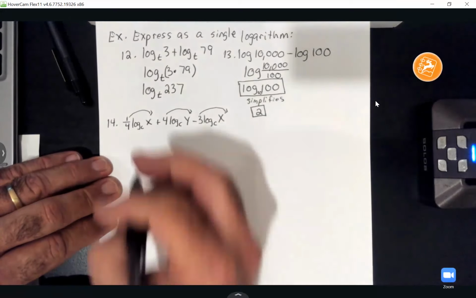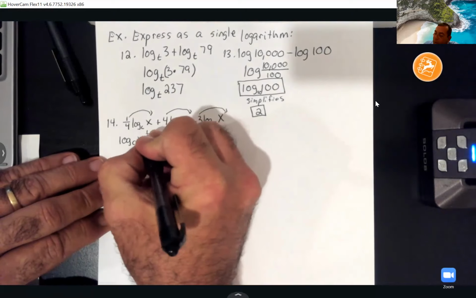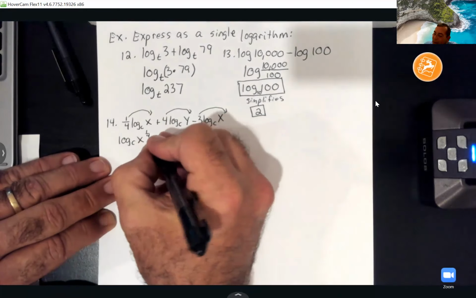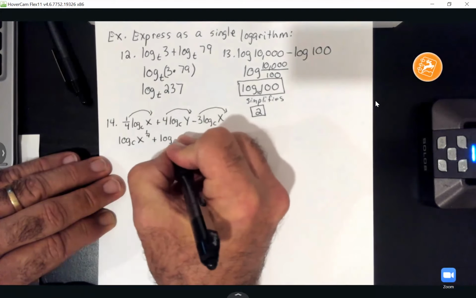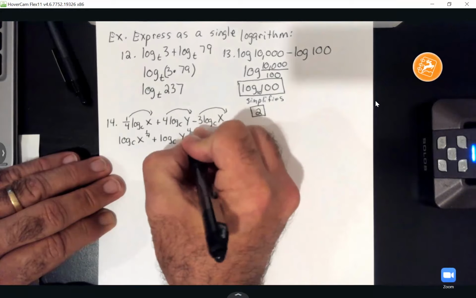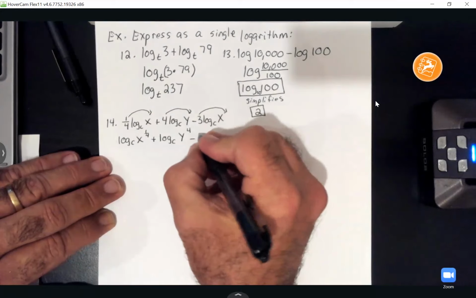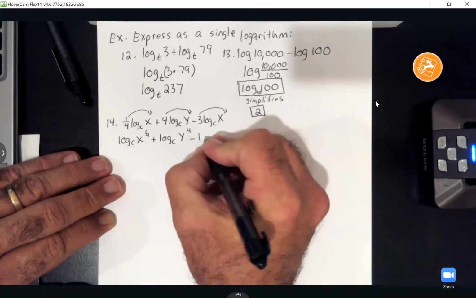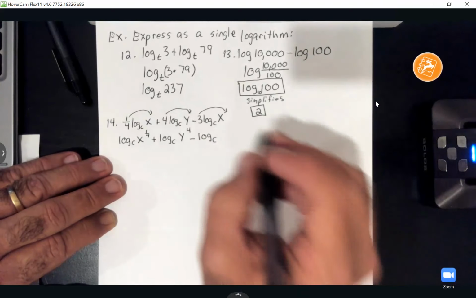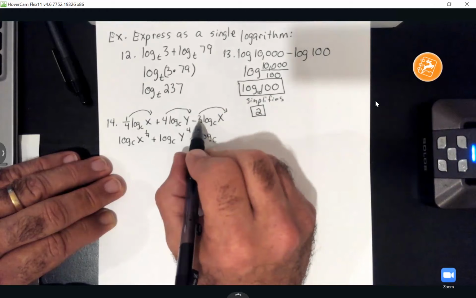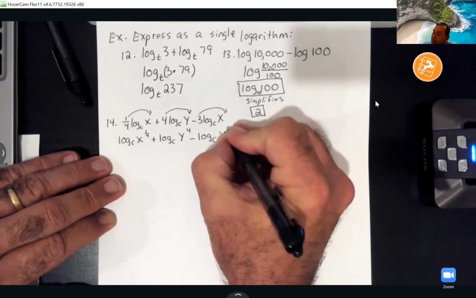So it'll be log C of X to the 1/4. All right, keep me going. Then it'll be log C of Y to the 1/4. Oh, that's just a 4 there. So just bring up your 4. Okay. Minus. And then you do the log C rather than minus 3. But just bring the 3 up and make that what, an X to the 3rd.